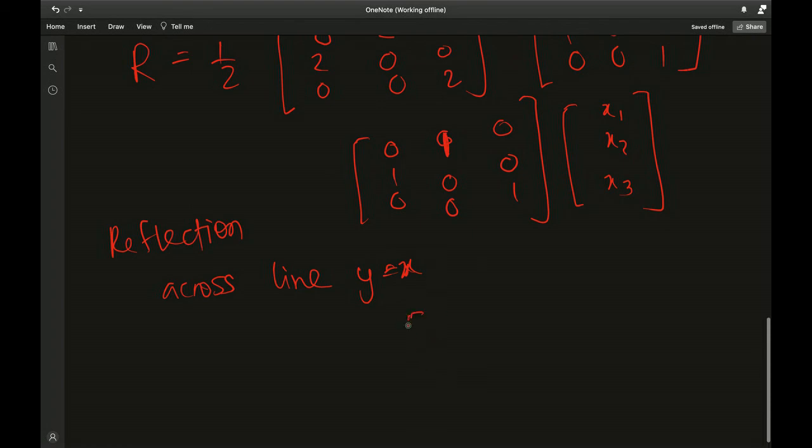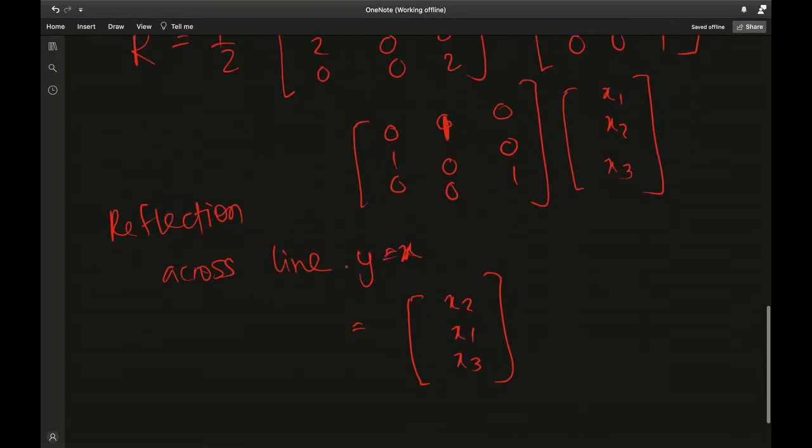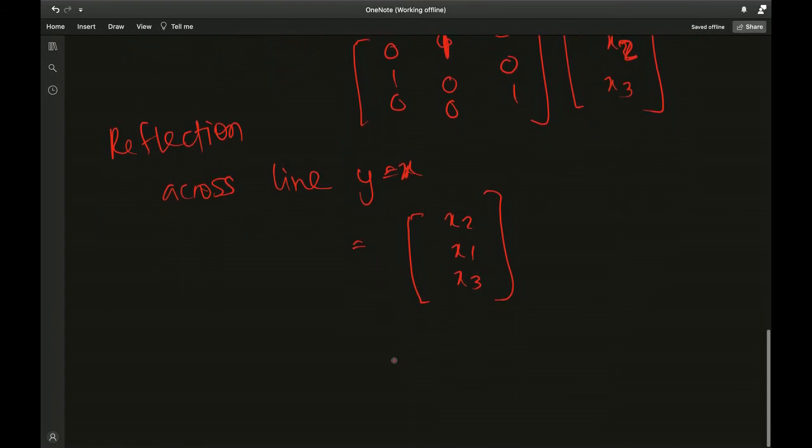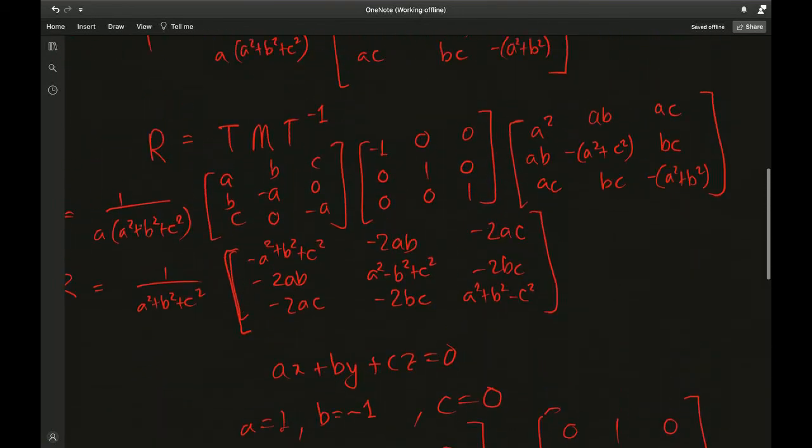If we do that, this multiplication will result in x2, x1, x3, and rest assured this is exactly what we wanted, because reflection across the line y equals x interchanges the x and the y coordinates. The y coordinate was x2, that became the x coordinate, which is in the place of x1 now after reflection. So our relation works fantastically.